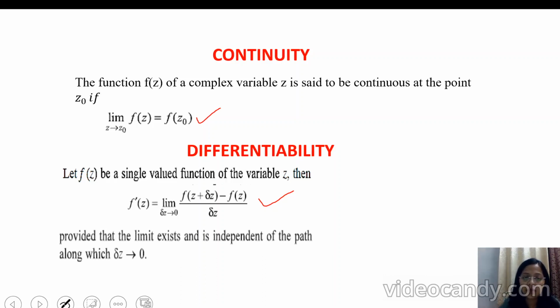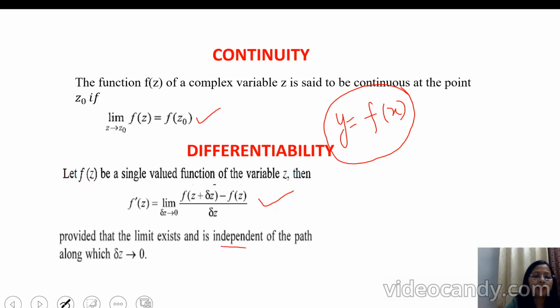Provided the limit exists and it is independent of the path along which delta z is tending to 0. As I have told you in the previous slide, delta z will tend to 0, or z will tend to z naught, following some path, and that path would be nothing but y depending upon x in any manner. So this path may be of any shape, any function can be the path. Right, so if we follow more than one path, then this limit should be unique. If it is unique, then we call it independent of path. Right, so this is the definition.